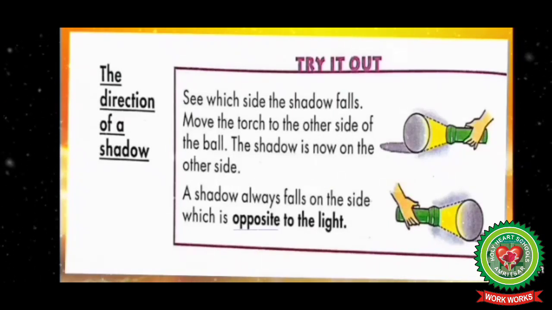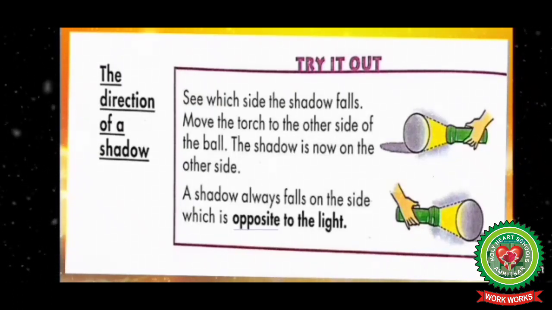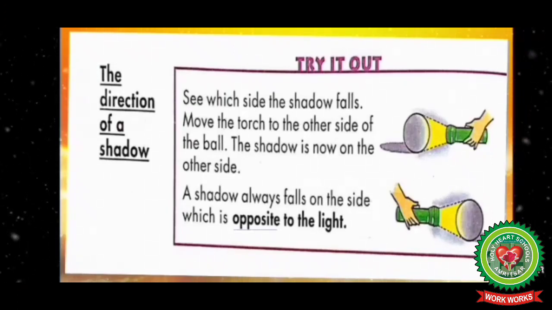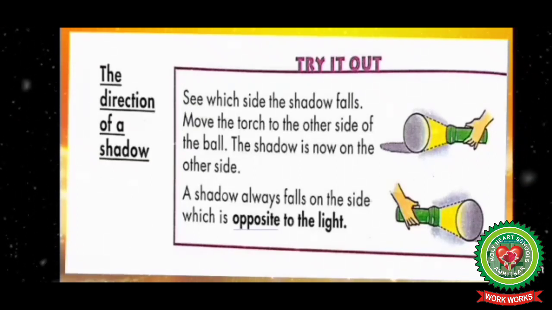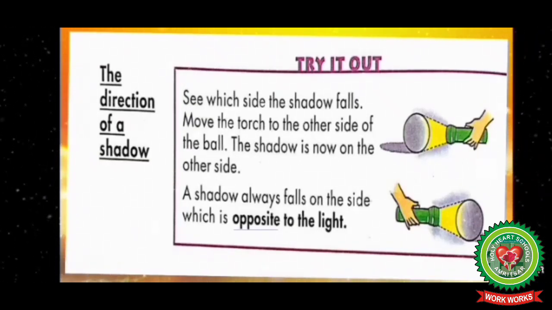Now, the direction of a shadow. Now let's try it out, given in your book. See which side the shadow falls. Move the torch to the other side of the bowl. The shadow is now on the other side. The shadow always falls on the side which is opposite to the light. As you can see in your book, the shadow has formed on the opposite side of light.